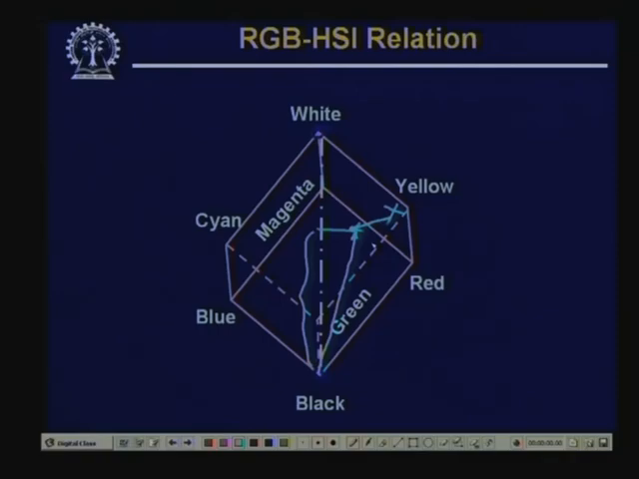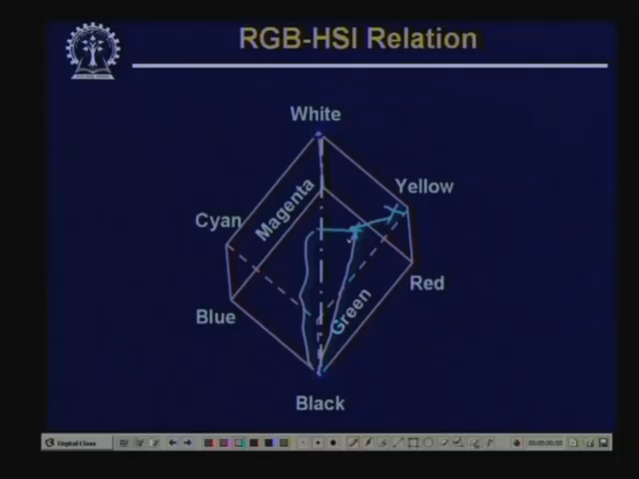Now, to get this, we can pass a plane which is perpendicular to the intensity axis and contains this particular point x. The point at which this plane cuts the intensity axis represents the intensity associated with the RGB component specified for this point x. So, this is how we can compute the intensity component.